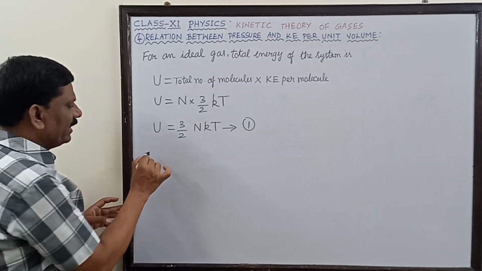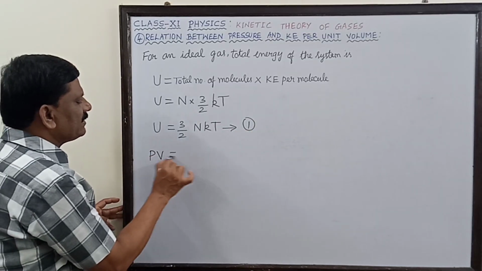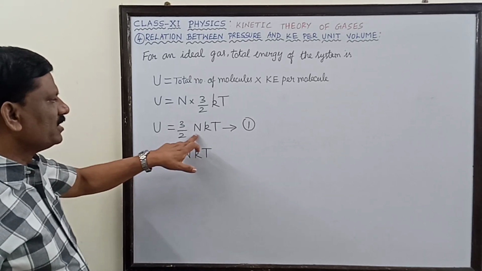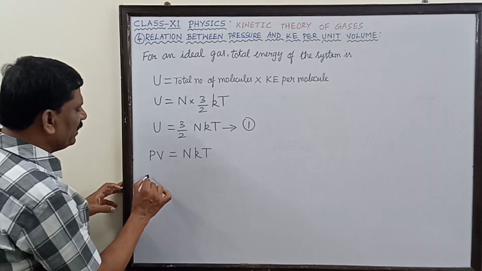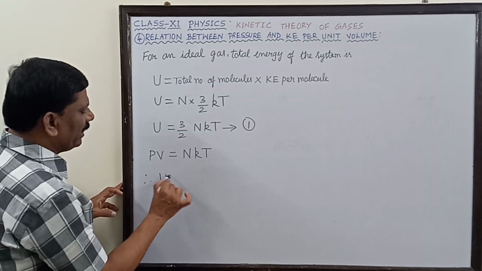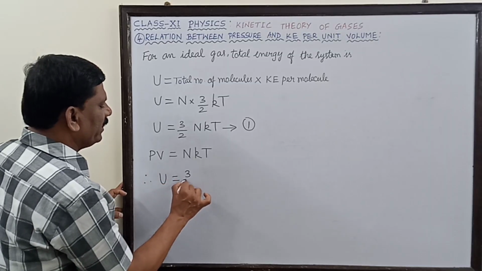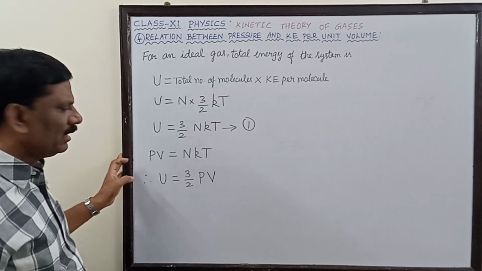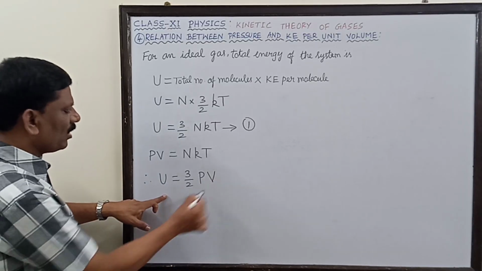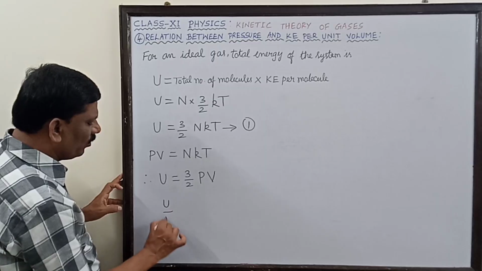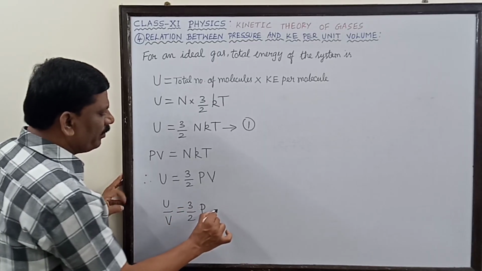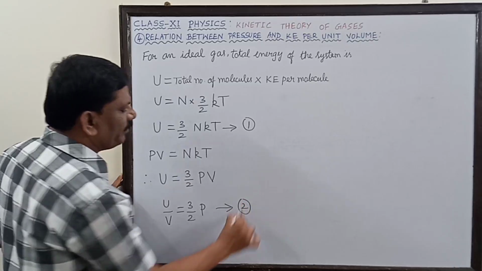Now from the ideal gas equation, PV is equal to NkT. I am going to substitute NkT equal to PV. Therefore, now capital U is equal to 3/2 PV. Okay. So this V is brought to the left hand side. Therefore, U by V is equal to 3/2 into P. So this is the second step.